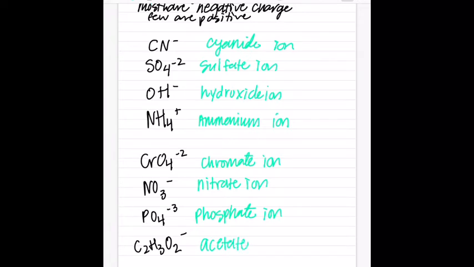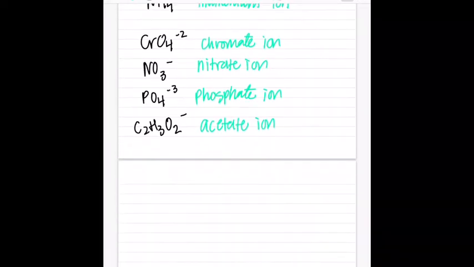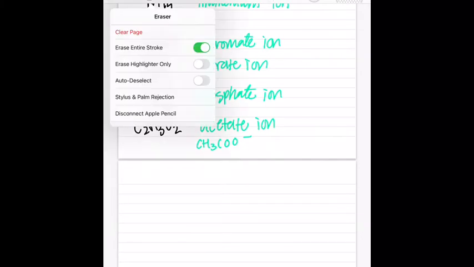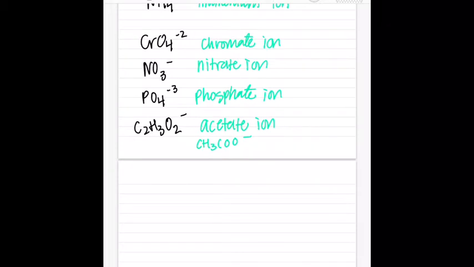And then C2H3O2 minus 1 is acetate ion. Now, you may see acetate written a different way. You may see it written CH3COO minus 1. That is still acetate. If you count up how many carbons you have, how many hydrogens, how many oxygens, it still comes out to be C2H3O2. So it's the same thing.